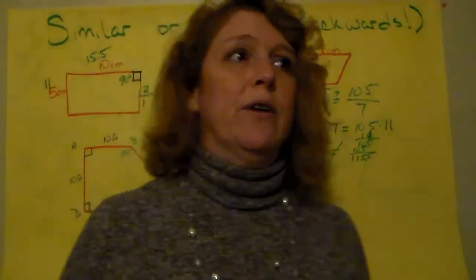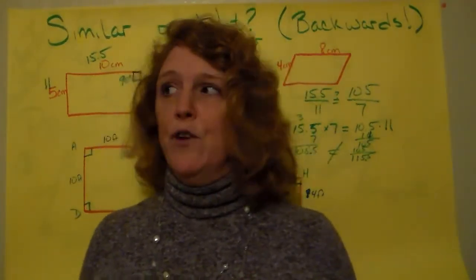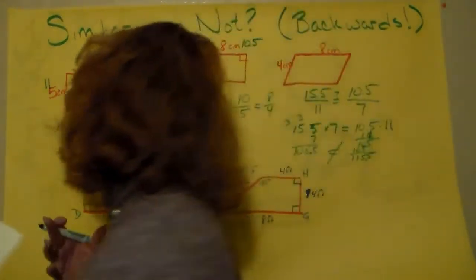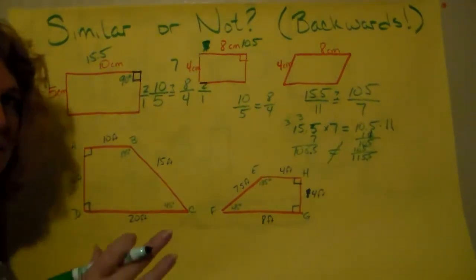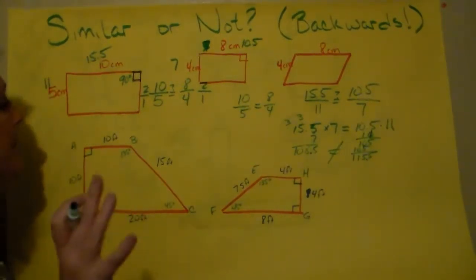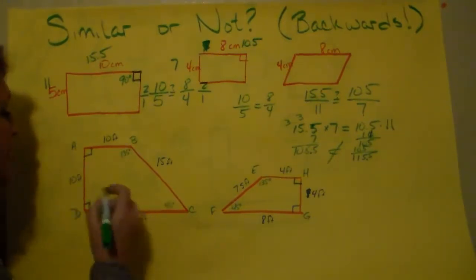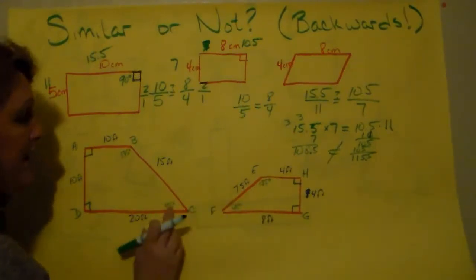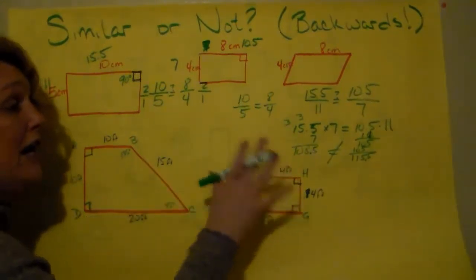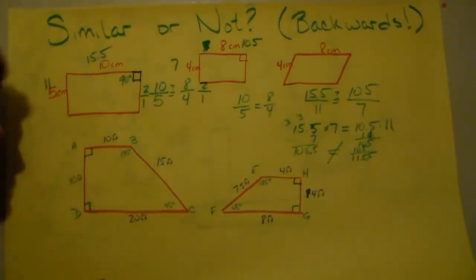What if you get shapes that aren't shapes that you're familiar with? What if you get irregular shapes? Here, I've got two trapezoids. Okay? First thing I'm going to check is, do they have the same angle measurements? I've got two 90-degree angles. I've got 135 and I've got a 45. So far, yes, they look to be similar.